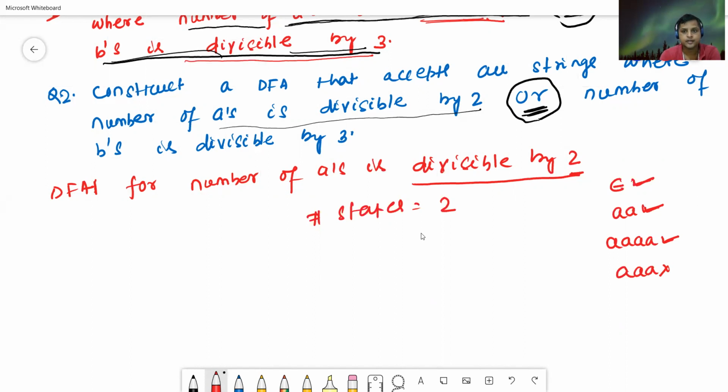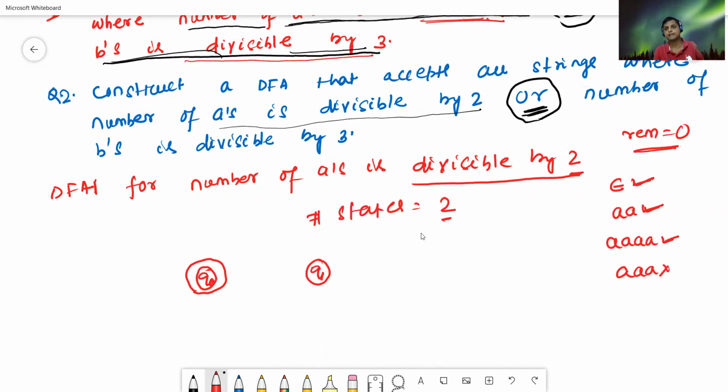So now 2 states will be required, Q0 and Q1. Since it is divisible by 2, the remainder equals 0. Since the remainder equals 0, Q0 is the initial state. We have already discussed in the divisible construction of DFA that remainder 0 means Q0 is the final state as well as the initial state.